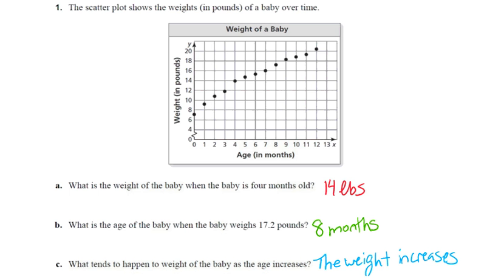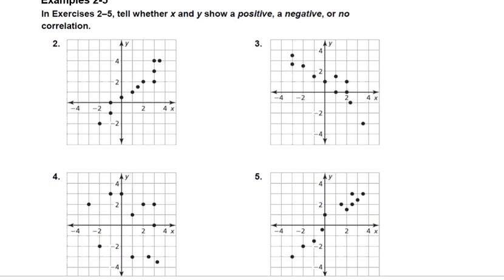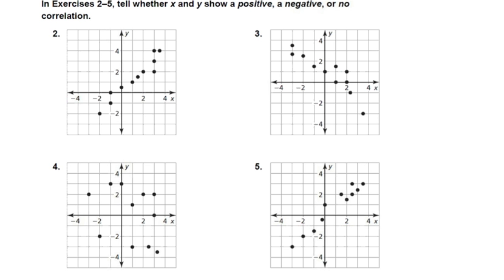Let's do some other types of examples. Here we've got some graphs, and I want you to tell me whether it's a positive, negative, or no correlation, and how come. Taking a look at number 2, we see that they're all kind of together, and they're going in this upward trend. That tells us this is going to be a positive correlation, because as x increased, the y increased.